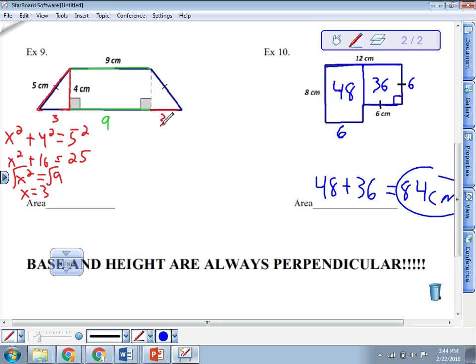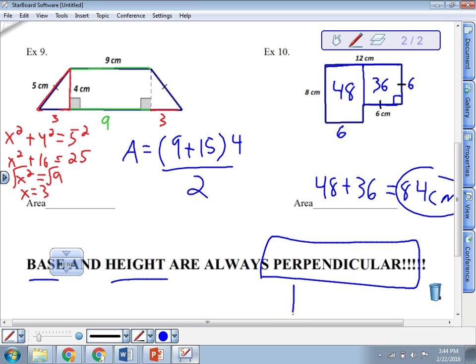Once I know that, I can use the formula for area. Area equals base 1 plus base 2, that's the piece I was missing, times the height, divided by 2. So there you have it. Remember, the base and height are always perpendicular, which means they form that 90-degree angle. So there you have your lesson on area of squares, rectangles, triangles, and trapezoids.